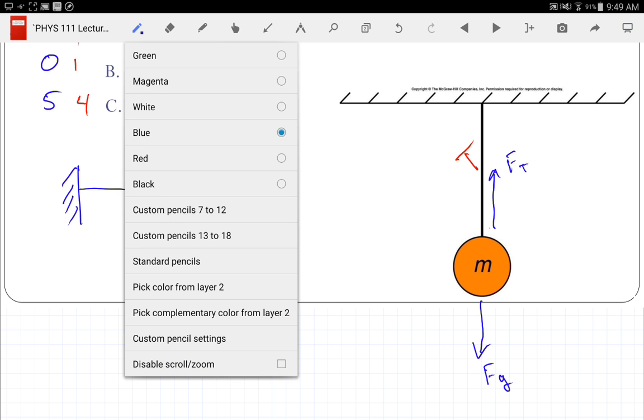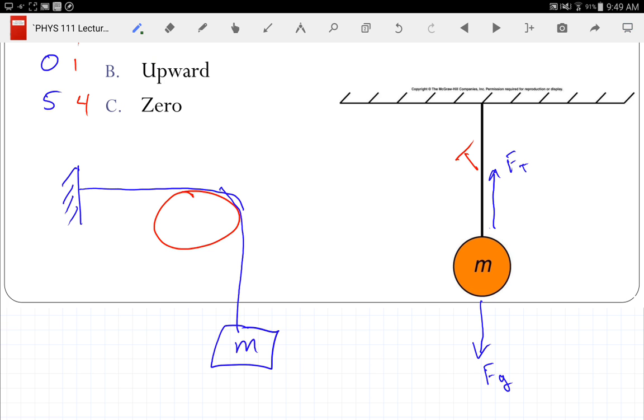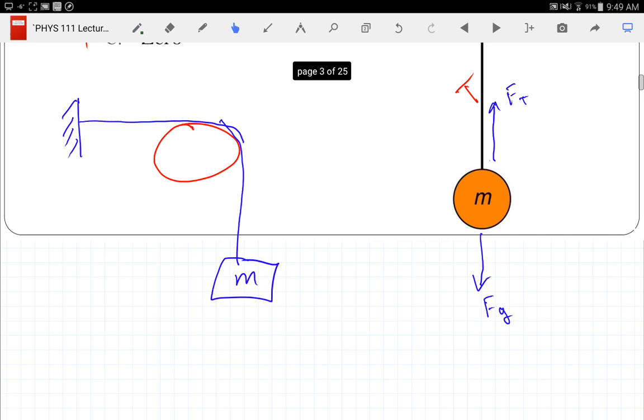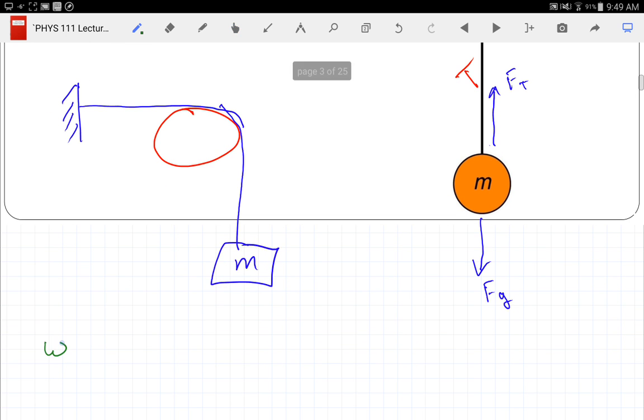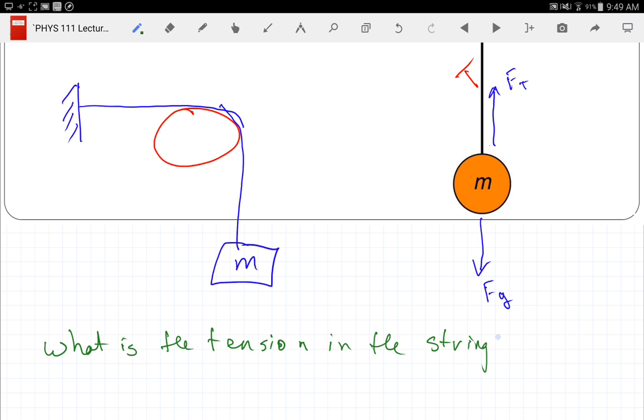Okay, let's start with a simple question relating to this picture. And that simple question relating to the picture is, what is the tension in the string? Now, I put M here. Let's specify M is equal to, since I heard 2, I'm going to put 2 kilograms. If M is 2 kilograms, what is the tension in the string?